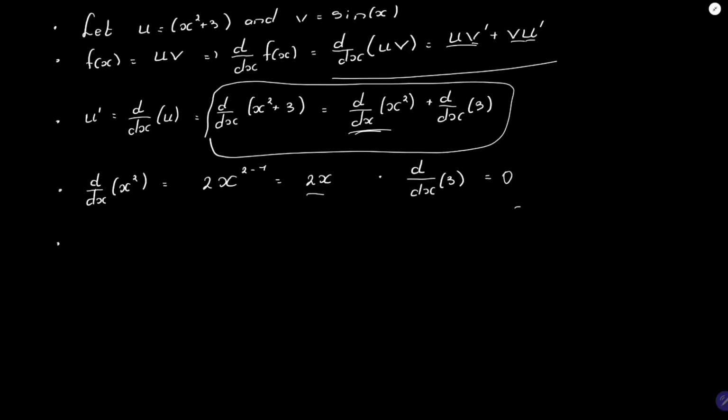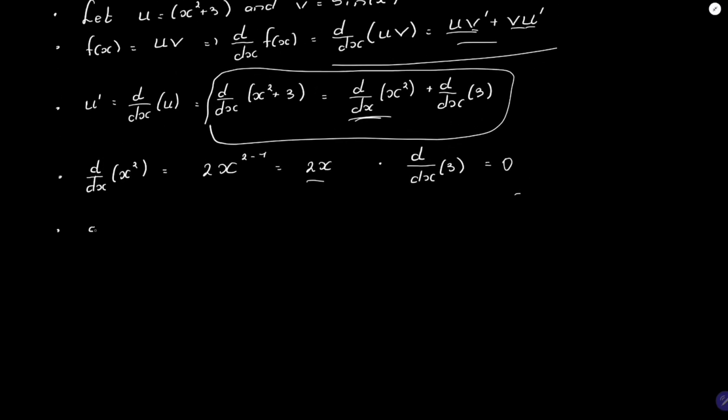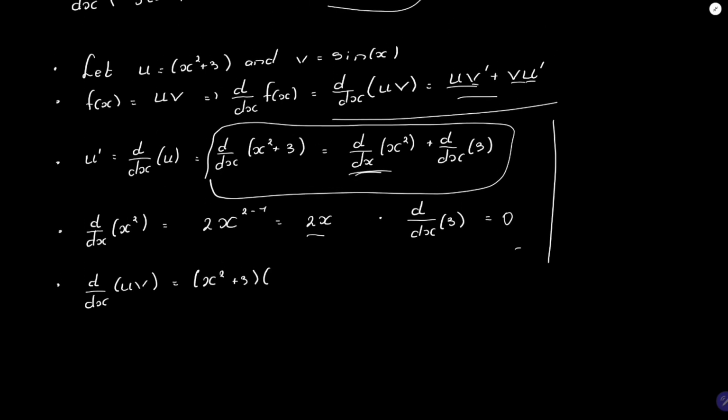Replacing these terms in our initial expression, we have the derivative with respect to x of uv is going to give us u. What is u? x squared plus 3, times dv. What is dv? I've not calculated it yet. Sorry, guys.